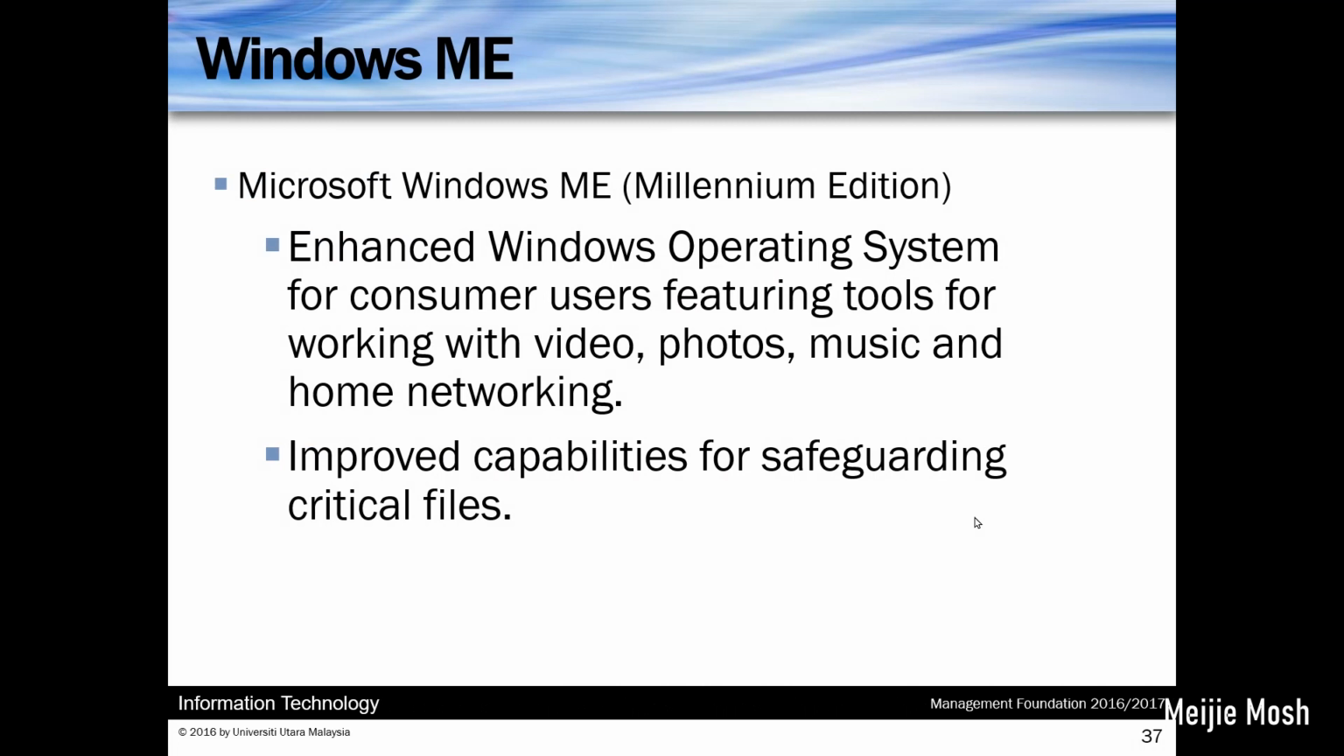Windows ME, also known as Millennium Edition, is an enhanced Windows operating system for consumer users, featuring tools for working with video, photos, music, and home networking. It was the direct successor to Windows 98 and was released to manufacturing on June 19, 2000. It is the final product of the Windows family based on the Windows 95 kernel and Microsoft DOS. It improved the capabilities for safeguarding critical files.